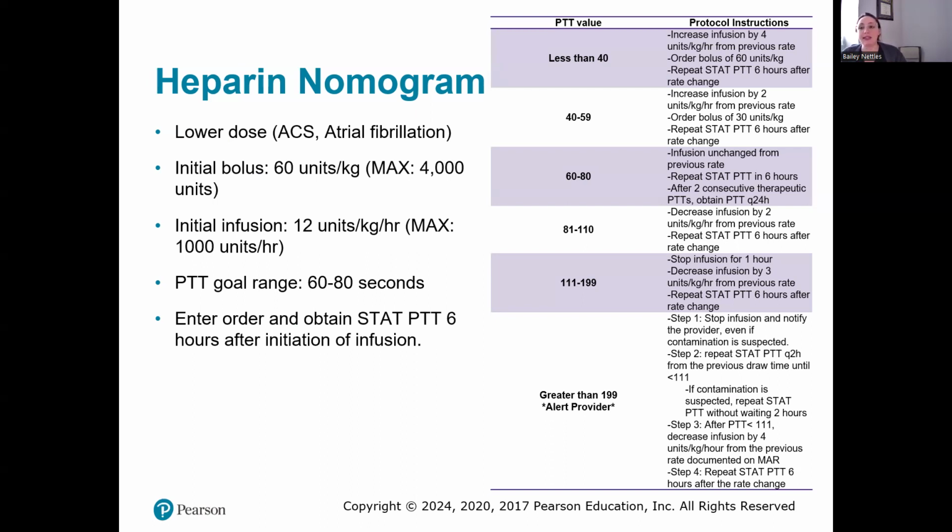Okay. If it's less than 40, which means it's super low and the blood is not thin enough, we want to increase the infusion. So now we're over here: increase by 4 units per kg per hour from the previous rate. You want to order a bolus of 60 units, another bolus, and then repeat it in 6 hours. So this tells you, if the APTT is this, this is what you do. If it's this, this is what you do.